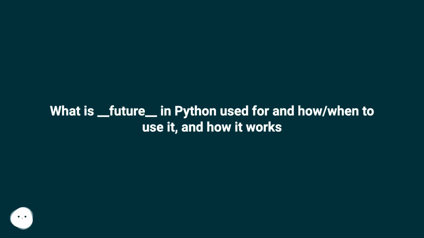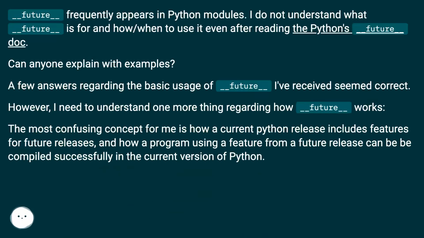What is __future__ in Python used for, and how / when to use it, and how it works? __future__ frequently appears in Python modules. I do not understand what __future__ is for, and how / when to use it, even after reading the Python's __future__ doc. Can anyone explain with examples?